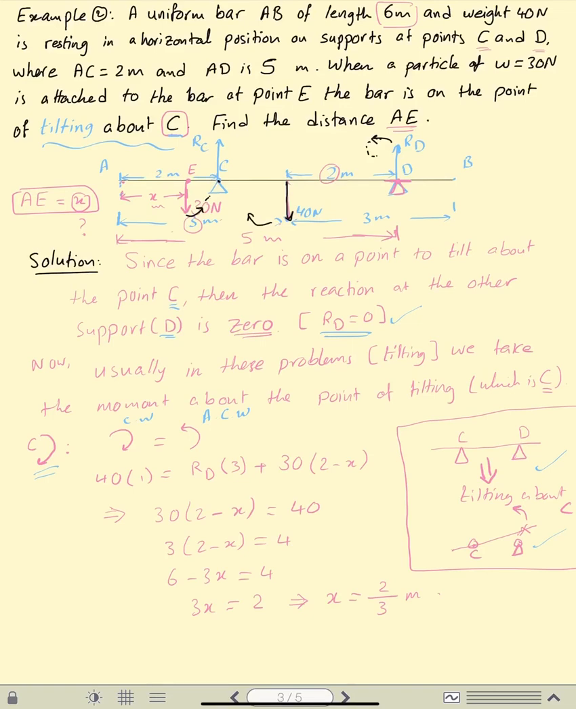So 40, which is the weight of the rod, times 1 meter from C, because this is 3, it's 6, yes? The weight is in the middle, which is 3, AC is 2, so this is 1 meter. Simple like this. So 40 times 1 meter is equal to RD times the distance between RD and C, 2 plus 1, which is 3 meters, plus 30 newtons, which is the weight of the particle at E, times X.